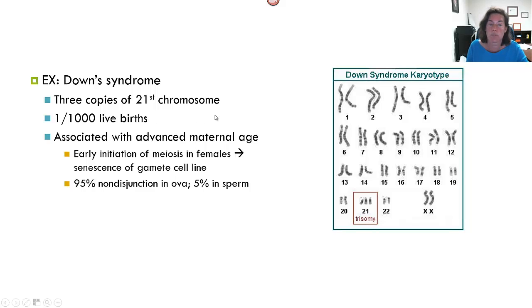It is associated with advanced maternal age, where we have early initiation of meiosis in females and senescence of the gamete line, and 95% non-disjunction in ova, only 5% in sperm. What that means is that the majority of the situations result from inaccuracies in meiosis in the eggs and not in the sperm.